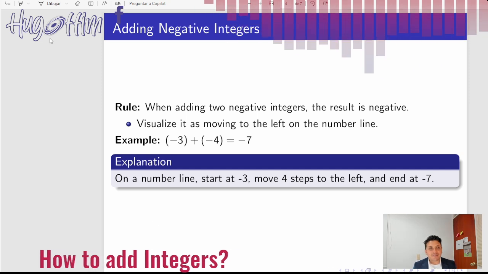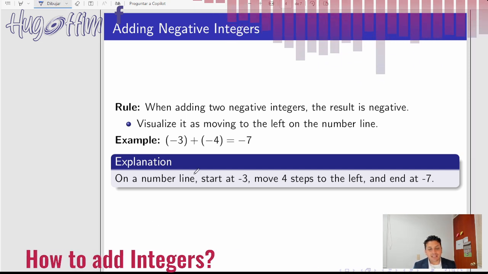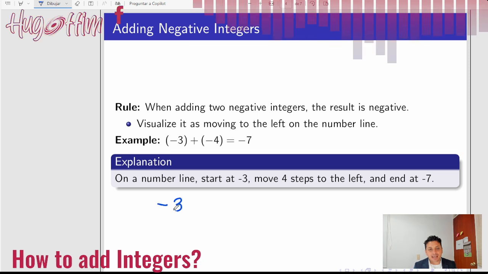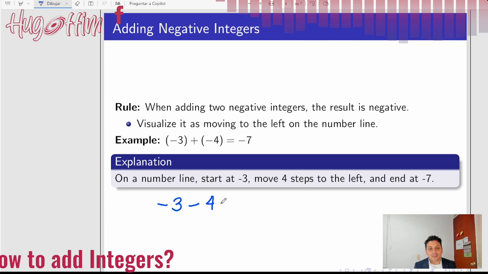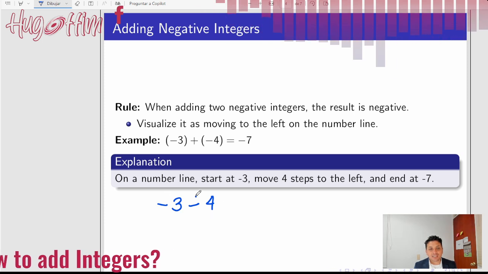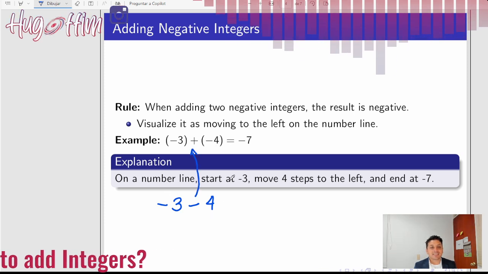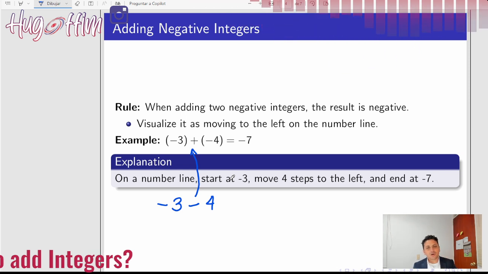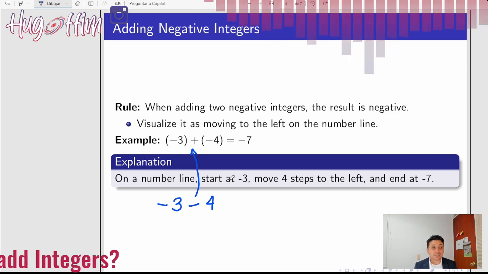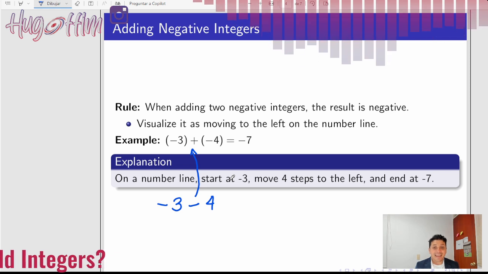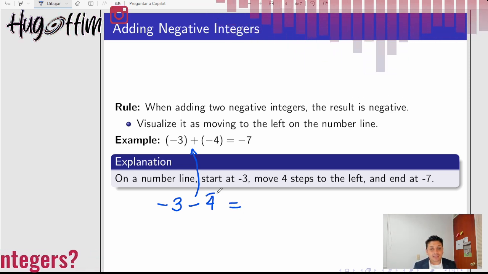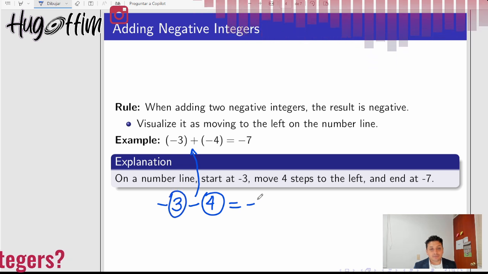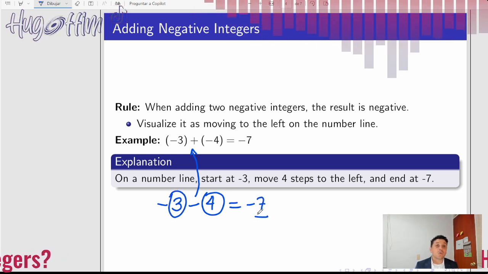Remember that negative 3 plus negative 4 is the same as negative 3 minus 4, because adding the negative is subtracting the positive. So if I have two negative integers that are added, the answer is going to be negative, and what I'm going to do is add the distances of the numbers. In general, when you add two negative numbers, the answer must be negative.